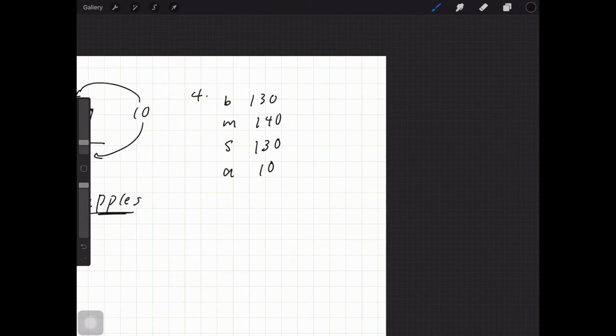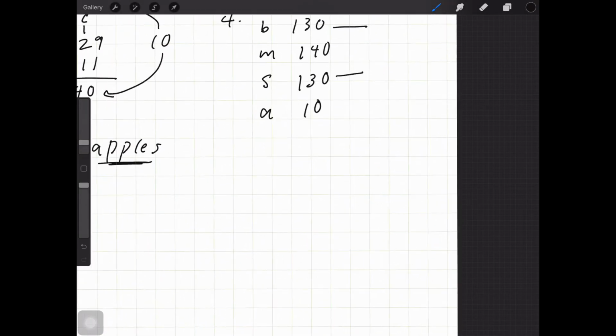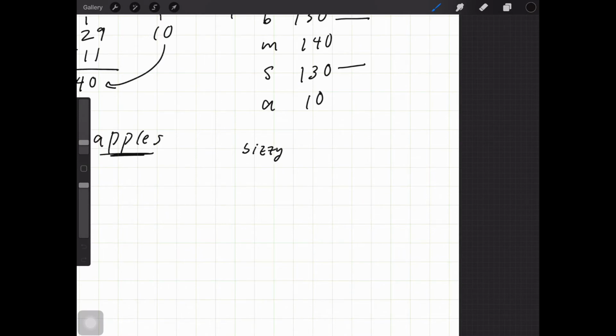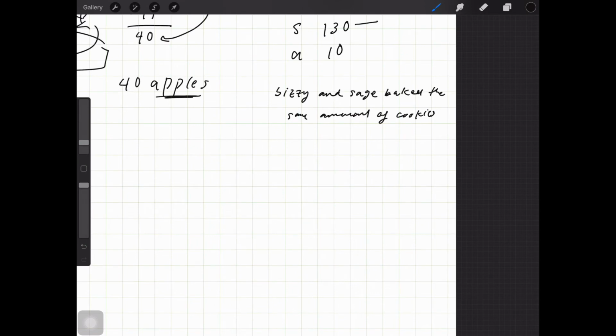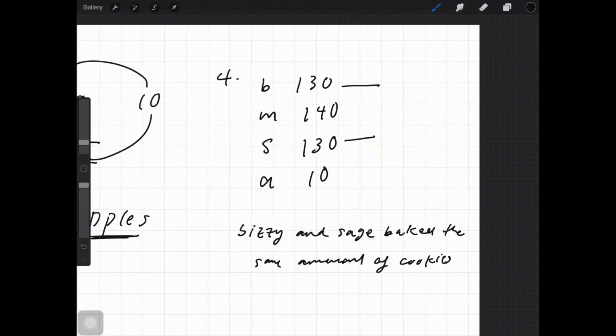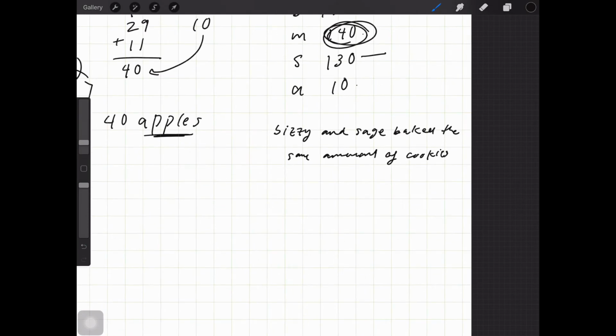So the first question asks who baked equal amounts. So we're just looking for the ones that have the same numbers, which is a B, Busy, and a Sage. So your answer for the first one would be Busy and Sage baked the same amount of cookies. And then the second question said, who baked the most amount of cookies? So 10 is obviously the smallest number. 130 and 140. 140 is the greatest number, so Matt baked the most cookies. That would be your second answer.